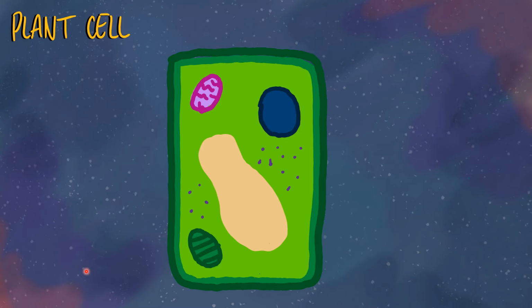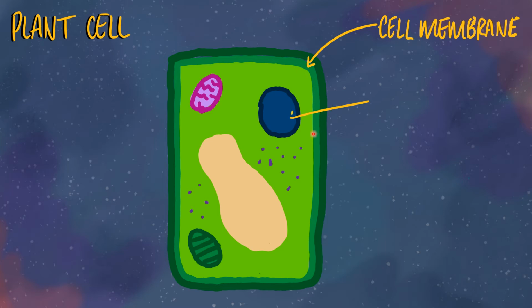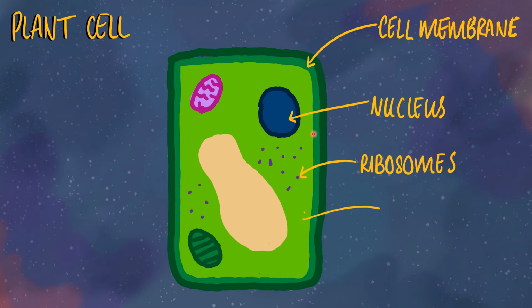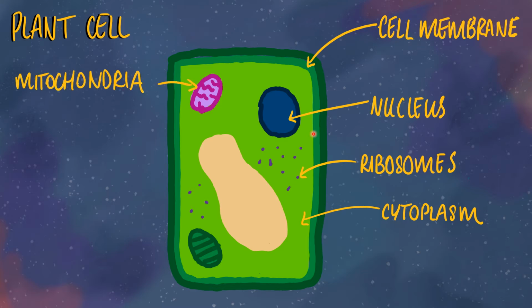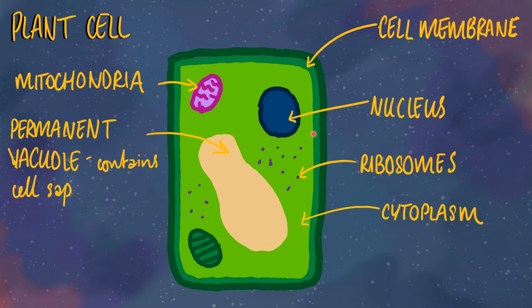So we will go through the ones that we already know first. So we've got a cell membrane. Make sure this is pointing to the inner layer, okay? It's this medium green colour that is the cell membrane. We've got the nucleus, we've got the ribosomes, we've got the cytoplasm that everyone always forgets, we've got the mitochondria, and then we start moving on to the stuff that is only in plant cells. So we have a permanent vacuole. So this thing in the middle is a permanent vacuole that contains cell sap.